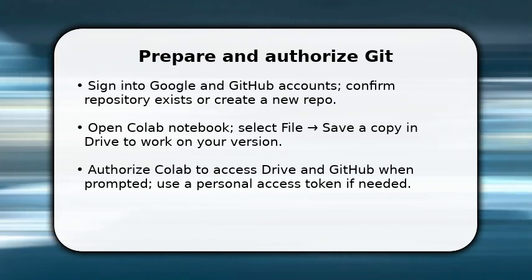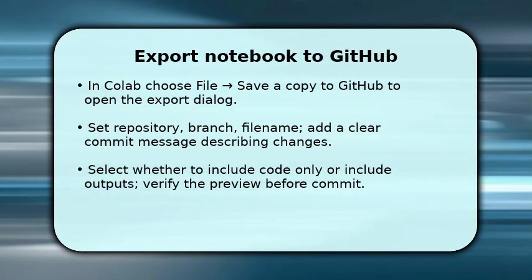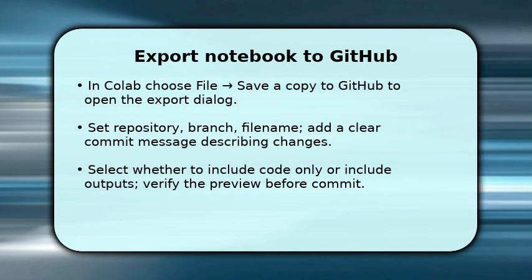Make sure repository name and branch are correct before continuing to avoid accidental pushes. You now perform the export. Choose File, then save a copy to GitHub to open the dialog. Fill in repository and branch so the notebook lands in the correct place. Enter a concise commit message describing what changed.